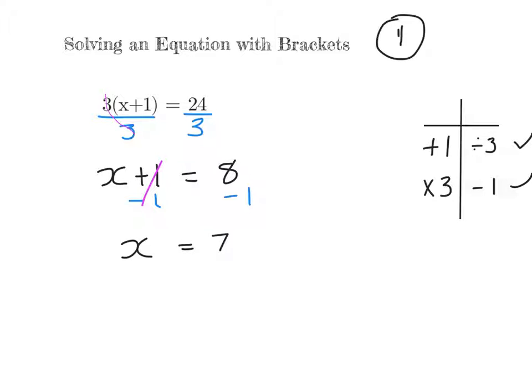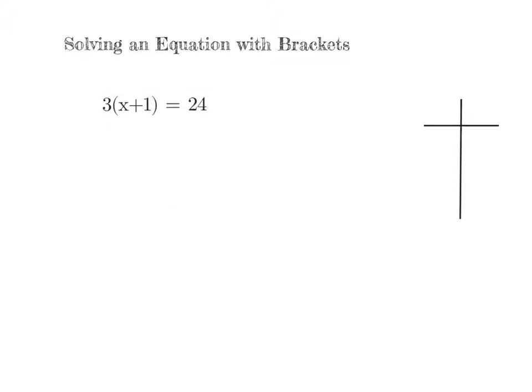Okay, so now I can check my answer. So I can use a calculator, 7 where the x is. Apart from that, I'm just writing the equation, which will be 3 times 8, which will be 24. So yes, that means that this missing number x is definitely 7.